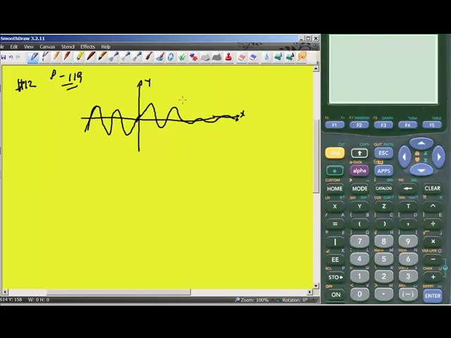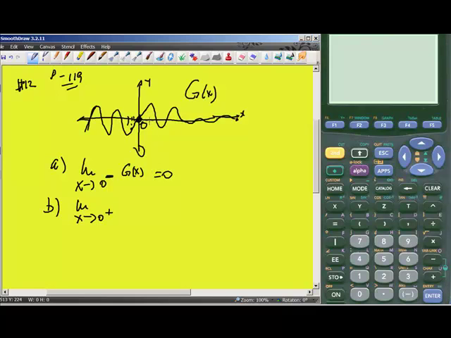That's my x-axis, and that's my y-axis. And this, we call that g of x, the function g of x. A, limit as x goes to 0 from the left-hand side, there's my 0, of g of x. When I come from the left-hand side, the curve is getting closer and closer to 0, so that's 0. And then part B, limit as x goes to 0 from the right-hand side. When I come from the right-hand side, the function is getting closer and closer to 0 also.